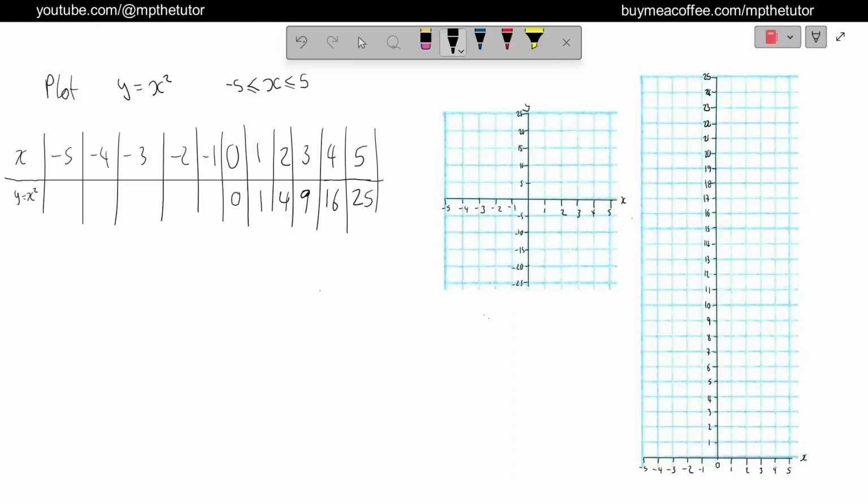Now let's go through the other way. -1 times -1 is 1. -2 times -2 is 4. -3 times -3 is 9. -4 times -4 is 16. And -5 times -5 is 25.